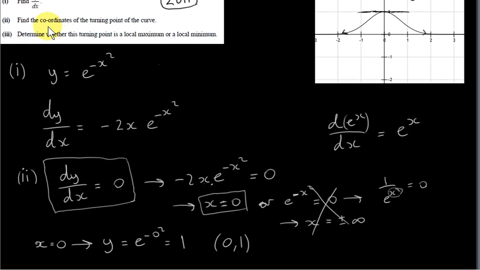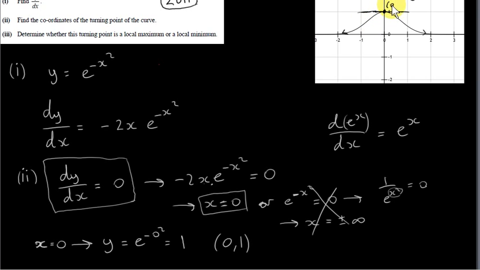Now we want the coordinates of the turning point of the curve. So we know that at x equals 0 we have a turning point, dy/dx is 0. But we want the y value of the turning point. The x value is 0. What's the y value? Well, we just need the equation of the curve. So we want the coordinates of this point here.